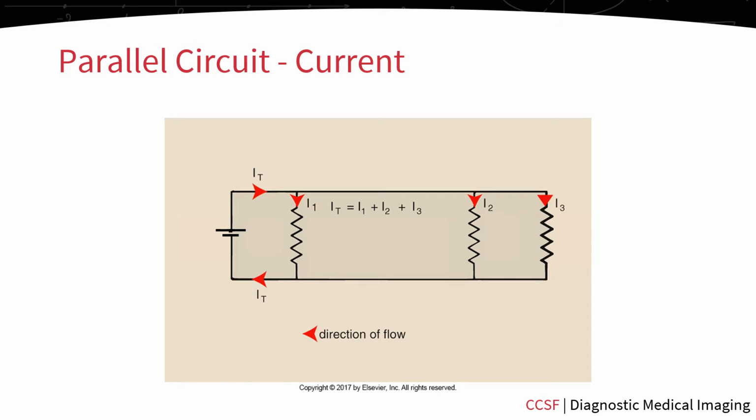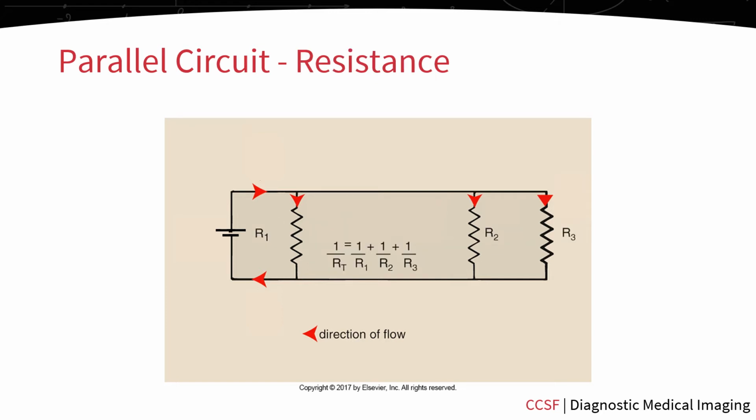For example, in a parallel circuit, the current equation is the sum of all the currents. So I1 plus I2 plus I3 equals I total. In a parallel circuit, the voltage is equal throughout. And then we get to this heavy bad boy. The total resistance equals the inverse of the sum of each individual resistance. All right, that sounds like a lot, but bear with me and let's figure out why.